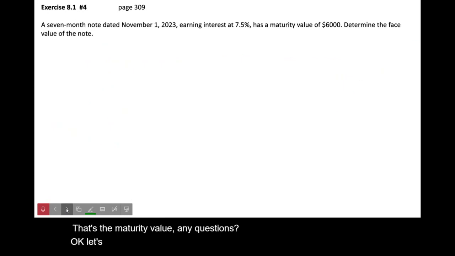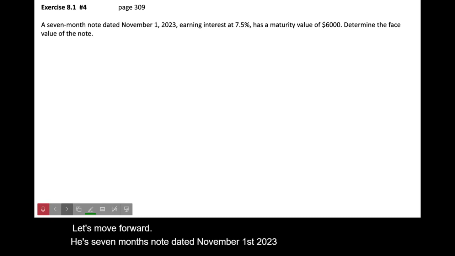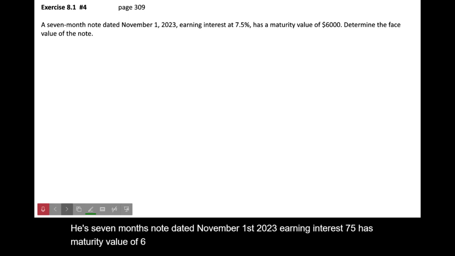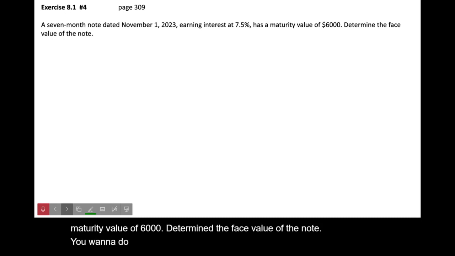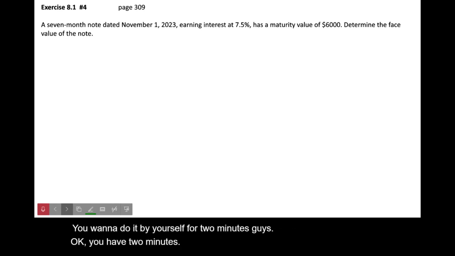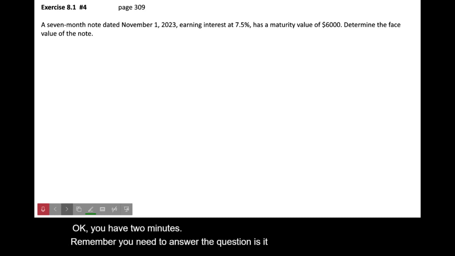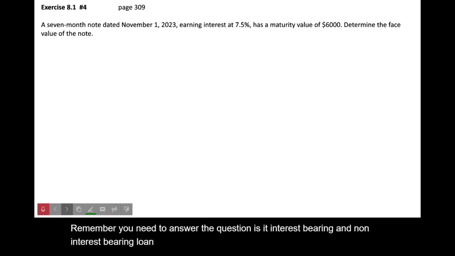Okay, let's move forward. A 7-month note dated November 1st, 2023, earning interest of 7.5%, has a maturity value of 6,000. Determine the face value of the note. You want to do it by yourself for 2 minutes, guys? Okay, do it. You have 2 minutes. Remember, you need to answer the question, is it an interest bearing or non-interest bearing note, right? That's the first answer.